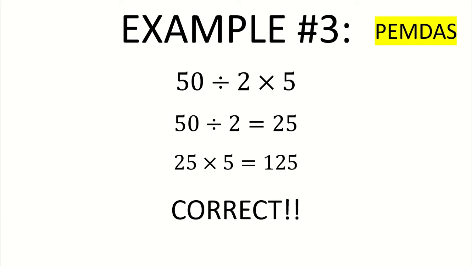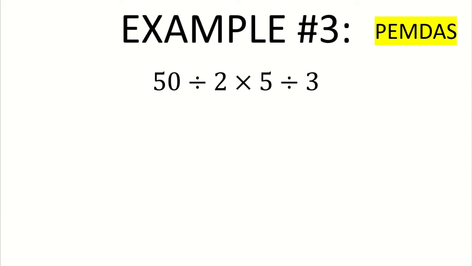But what if division followed multiplication in the example which is under consideration? Like this: 50 ÷ 2 × 5 ÷ 3. What would we do now? Simple. We would follow the rule of solving the algebraic expression from left to right.